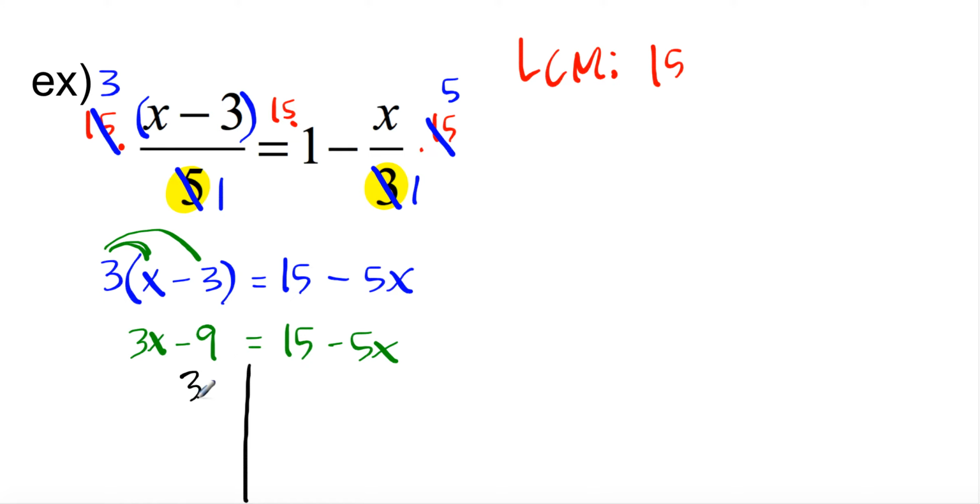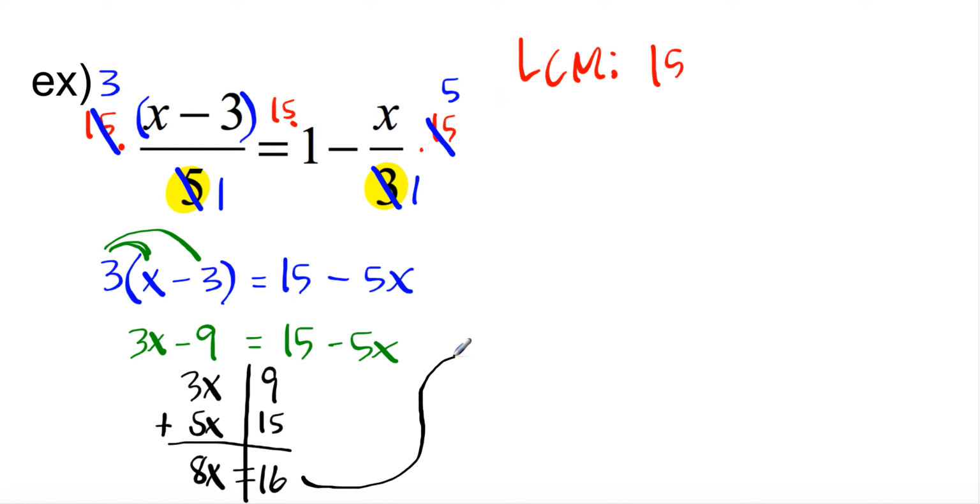We want letters on the left, so bring the 3x down. Numbers on the right, the minus 9 comes across and becomes a positive 9. The 15 comes straight down. The minus 5x comes across and becomes positive 5x. We add those columns up. That leaves me with 8x is equal to 16. Now let's come right over here because we're running out of room. And when we have 8x is equal to 16, all we have to do is divide by 8 on both sides, and x is equal to 2.